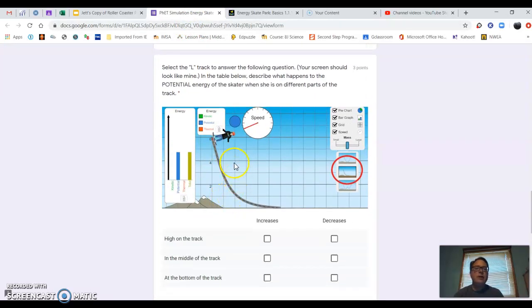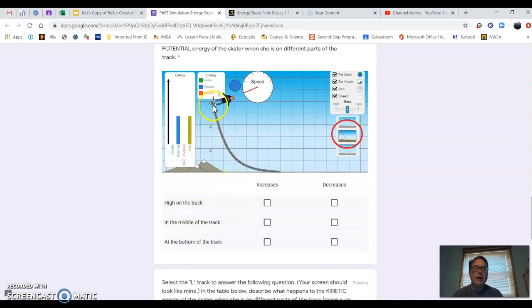The next question is asking you to change your U ramp into an L ramp, like this one right here. So select the L track to answer the following question. Your screen should look like this one right here. In the table below, describe what happens to the potential energy of the skater when she is on different parts of the track. So we're going to look at the highest part, the middle of the track right about here, and then at the very bottom of the track. Okay, where is it the highest? And where is it the lowest? Where is it increasing? Where is it decreasing? Let's look at that now for potential energy.